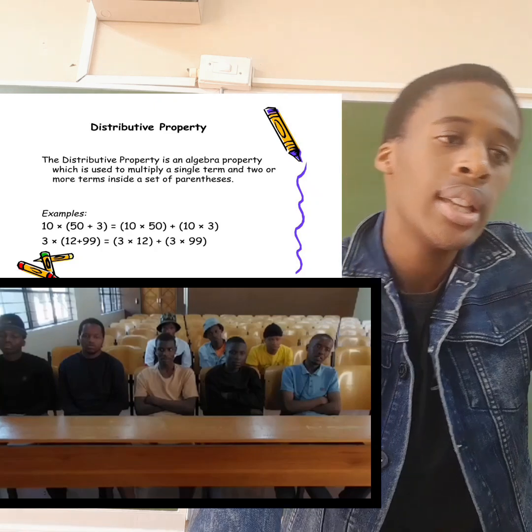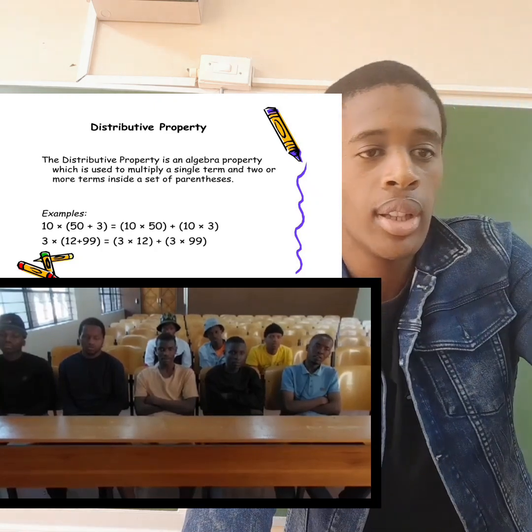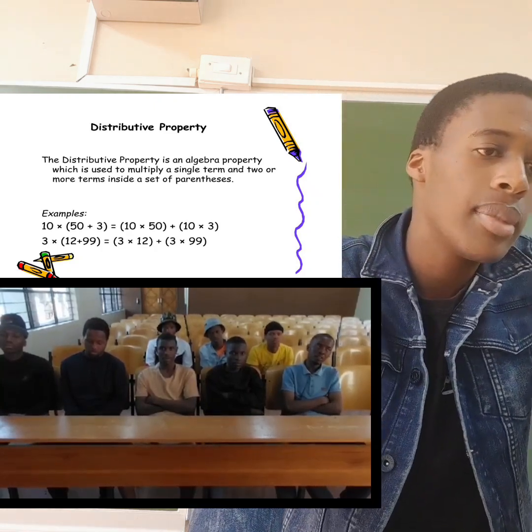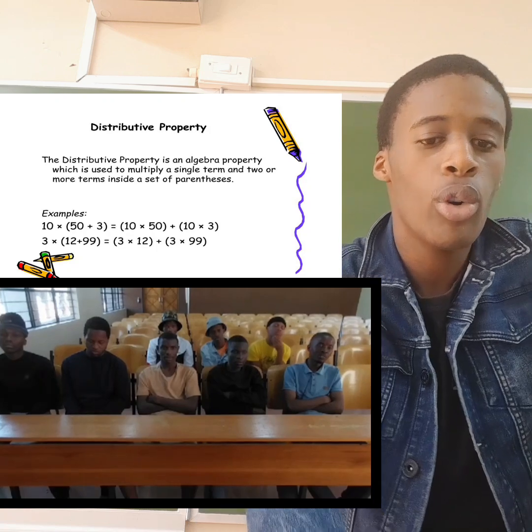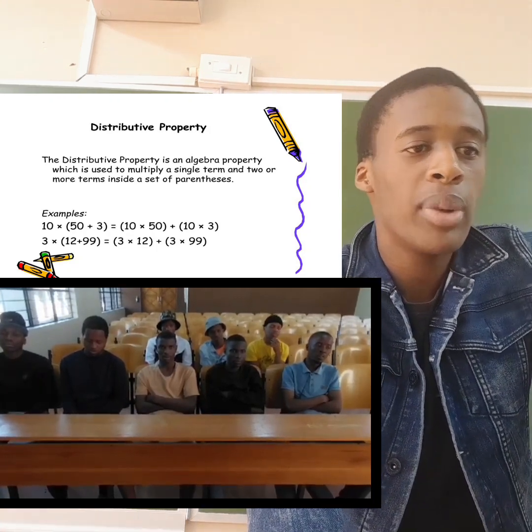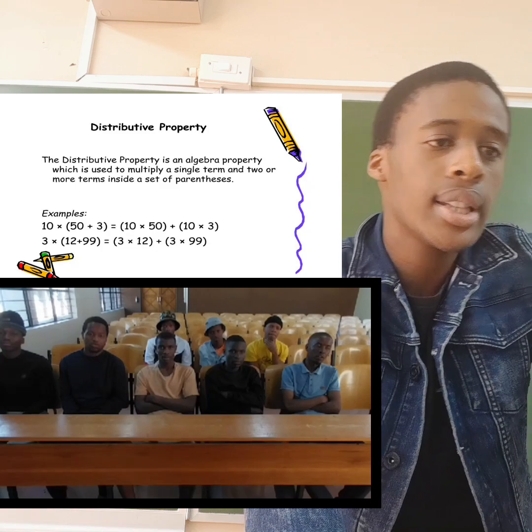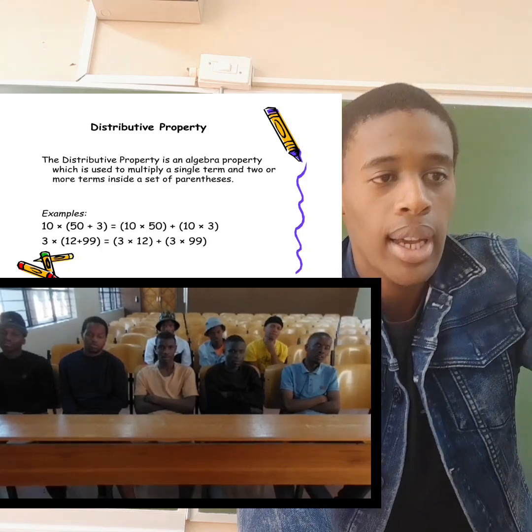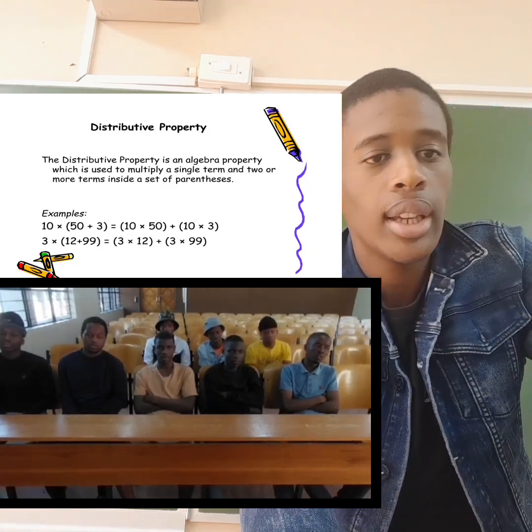So we can say 10 multiplied by 50 plus 10 multiplied by 3. Also, if we have 3 multiplied by 12 plus 99 in parentheses, we can take 3 times 12 plus 3 times 99.